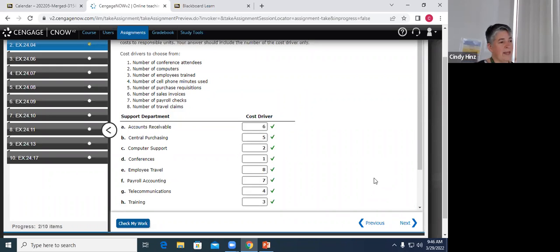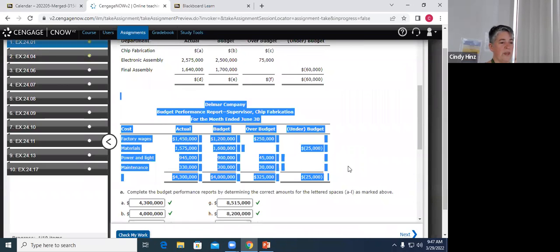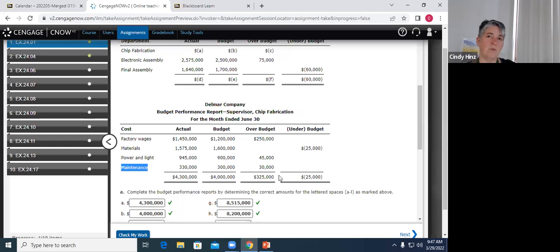Okay, so if we are allocating our support department costs based on these kinds of activity drivers, it does make sense to hold management responsible for those support department costs based on their usage of those support departments. So if we went back to this previous exercise, we look at this budget performance report for the supervisor of the chip fabrication department. And we see here maintenance. Well, that is a support department, and those costs are allocated. Way back at the beginning of class today, when we started this chapter, I said we only want to hold management responsible for costs that come under their direct control. So why are we including maintenance here?